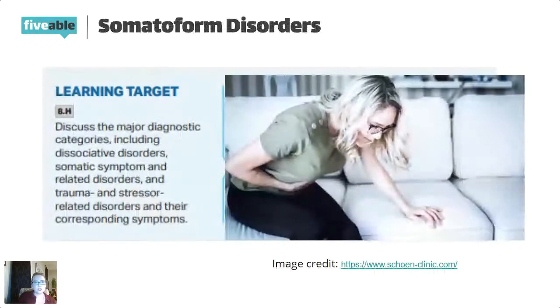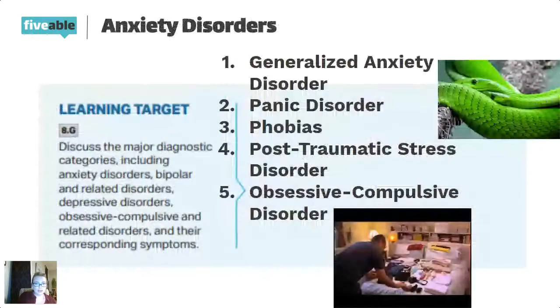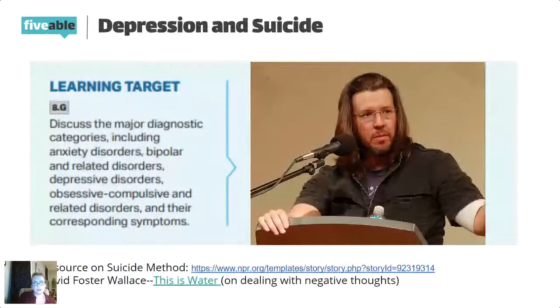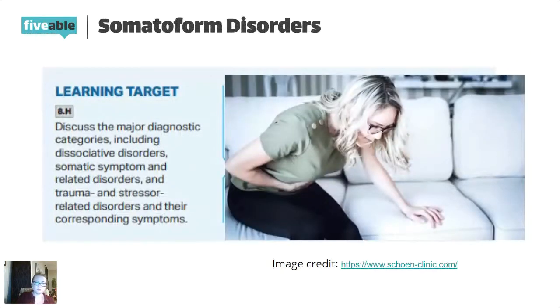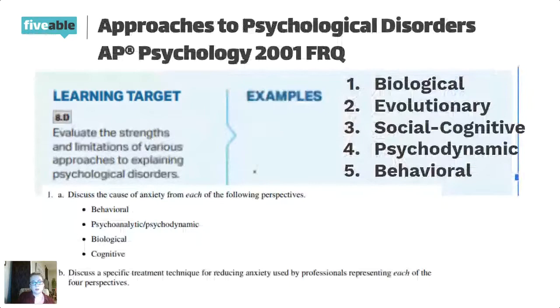Okay, so here we have talked about anxiety disorders, mood disorders, including depression and bipolar disorder, dissociative disorders, and somatoform disorders. So I want to review the different perspectives with you guys in relation to these different disorders. This comes from the 2001 AP Psychology exam, where you had to discuss the cause of anxiety from each of the following perspectives. Don't you hate that about the AP Psych exam? You don't get a choice. You've got to do all of them, okay?